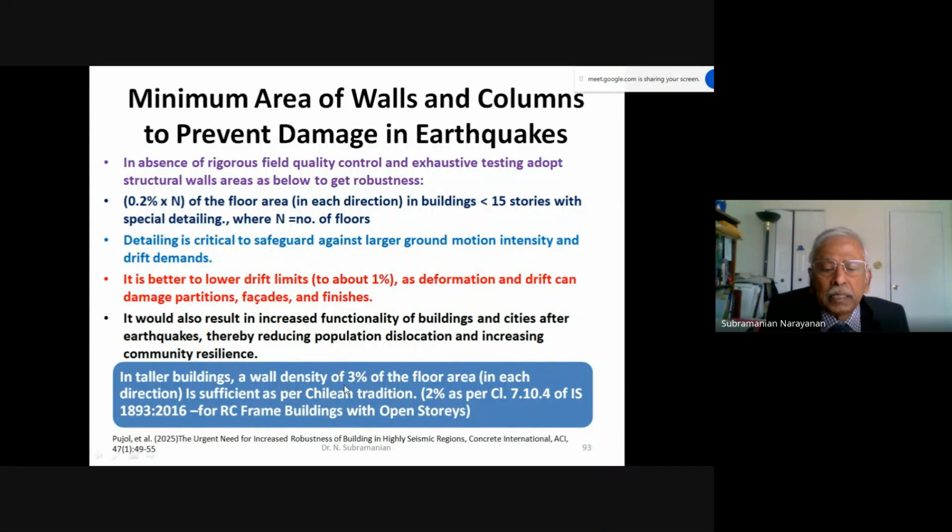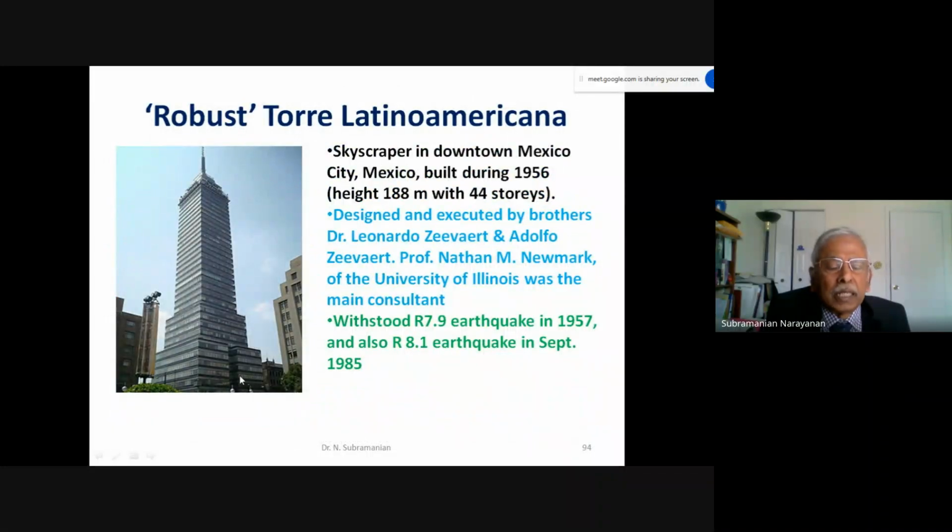This has been adopted in Chile already, and you may note that IS 1893 (2016) also says that 2% of the wall area should be provided, wall index should be provided for RC frame buildings with open stories. It says this only for open stories, but they found that in all buildings, if you adopt 2 to 3%, you will have robustness.